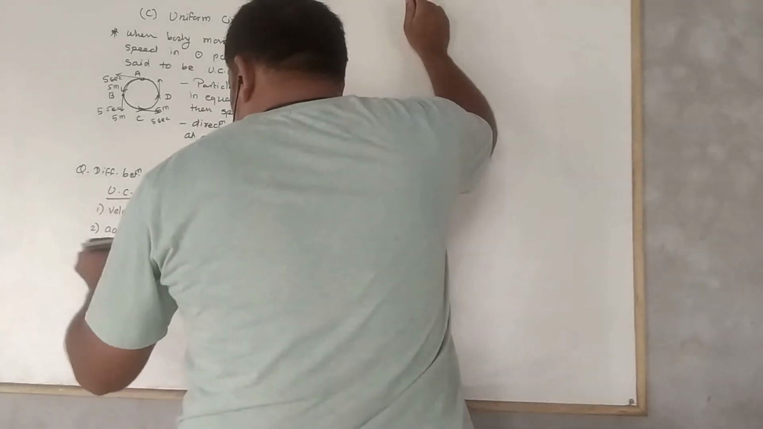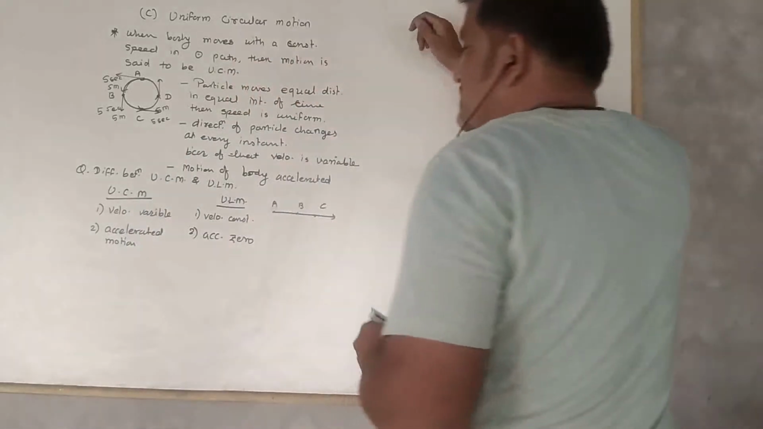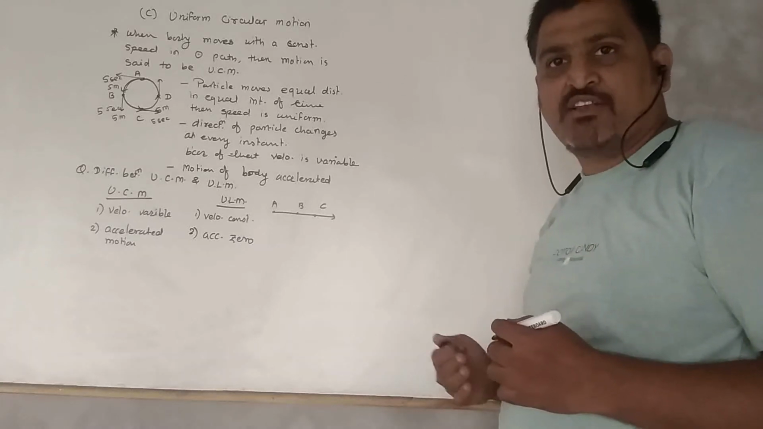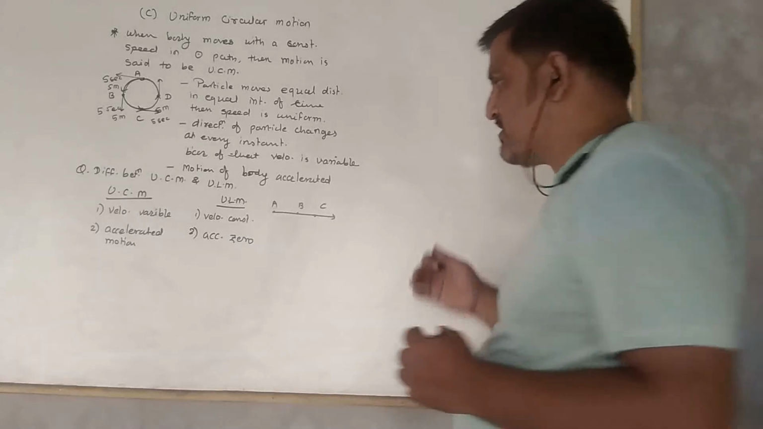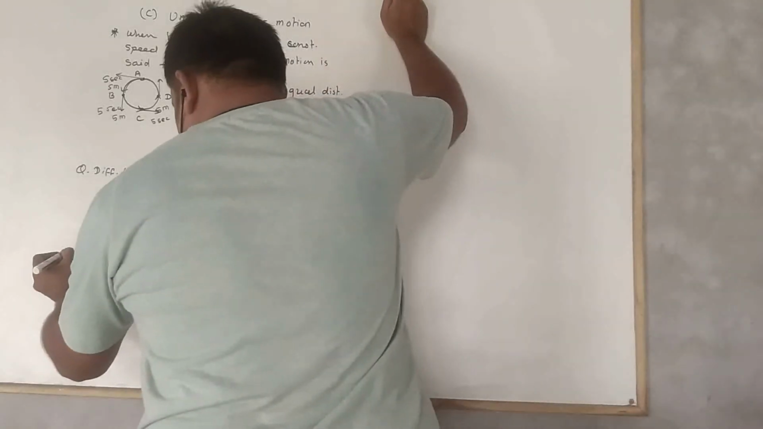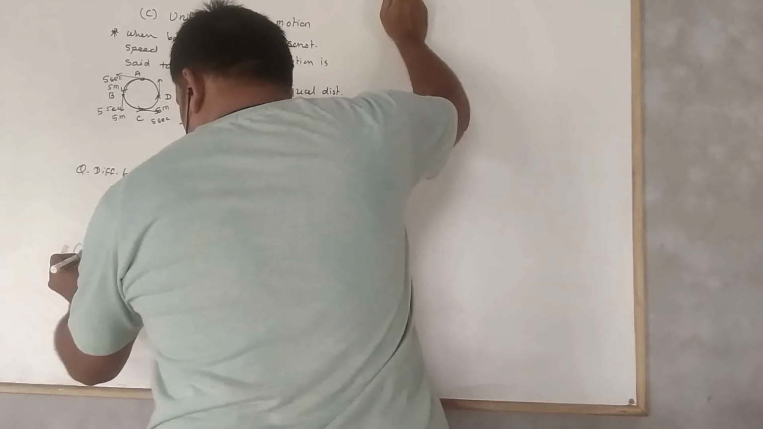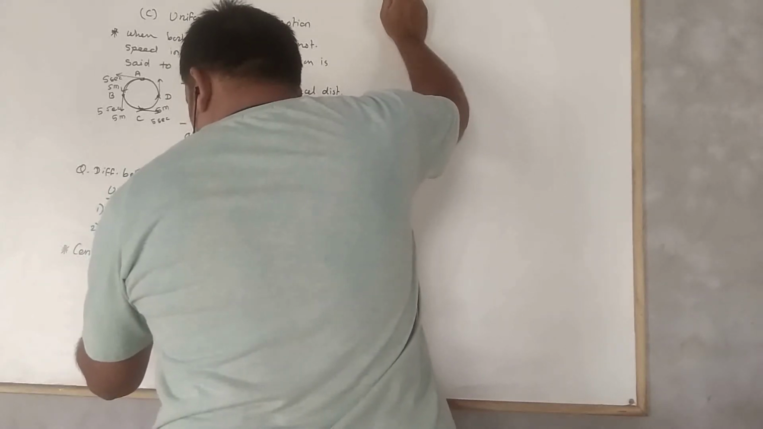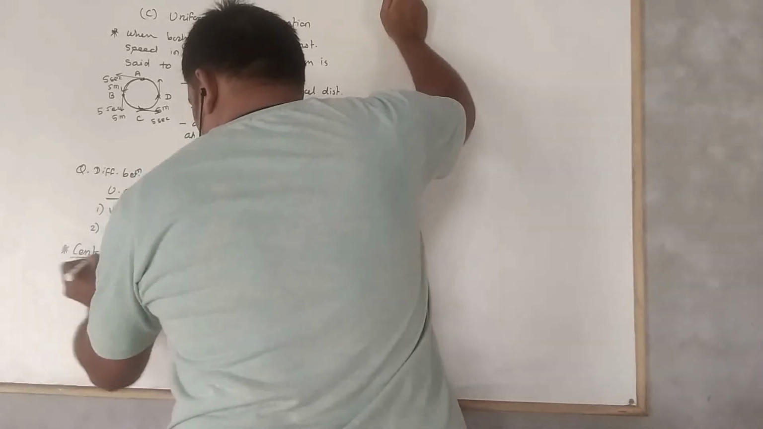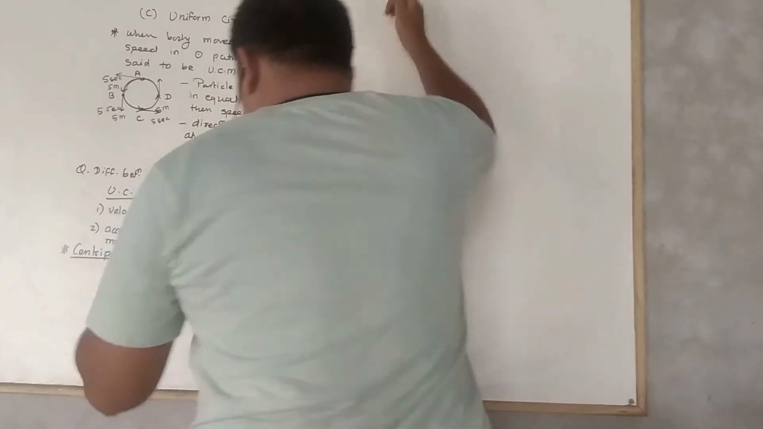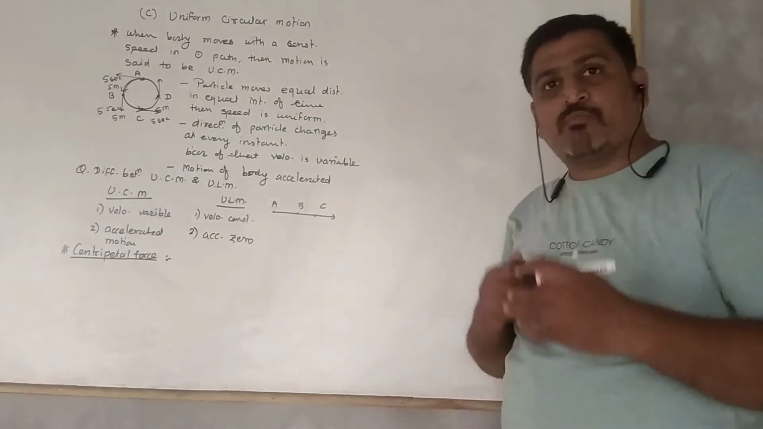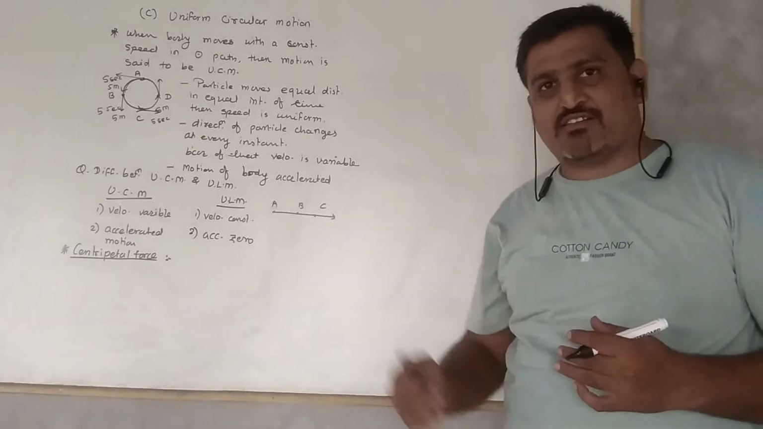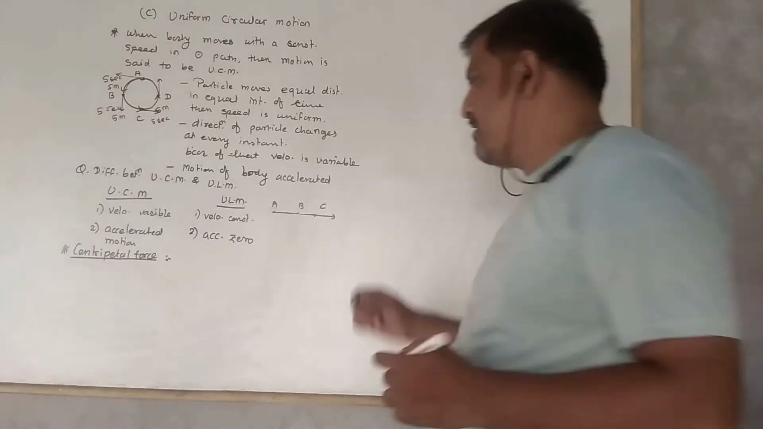Okay. Now the next topic we are going to discuss is centripetal force and centrifugal force. Two types of forces that we are going to discuss. So first is centripetal force. What is it? A force acting on a body moving in a circular path toward its center is known as centripetal force.